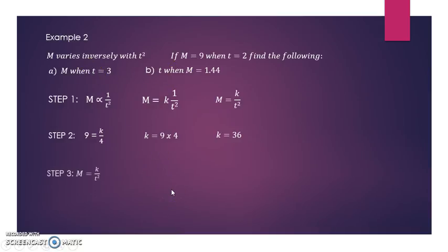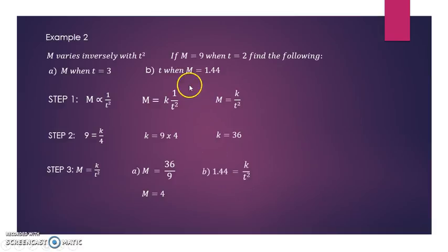So step 3, using our original equation, m equals the constant divided by t squared, we're going to substitute t as 3 and k as 36. So m equals k, which is 36, divided by t squared. Now t is 3, so t squared is 9. So m is 36 divided by 9, m is 4.